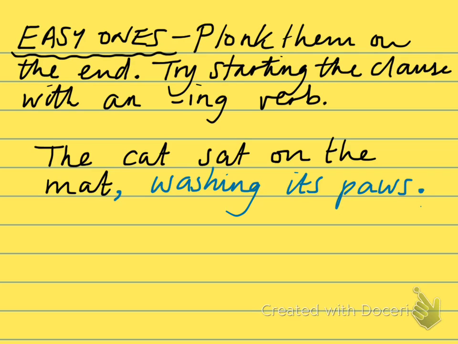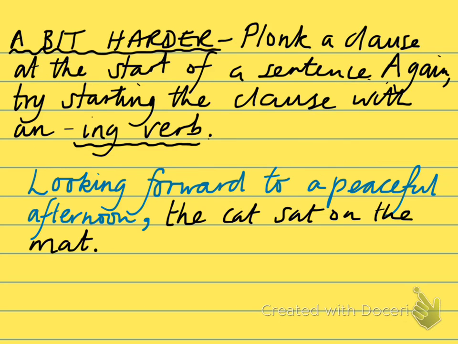The cat sat on the mat, washing its paws. Notice the ing verb and also notice the comma, which indicates that you need to take a breath. The cat sat on the mat, washing its paws. A slightly harder one is when you plonk a clause at the beginning of a sentence or at the start. Again, try starting the clause with an ing verb. Looking forward to a peaceful afternoon, the cat sat on the mat. So here's our ing opener, and there's our comma to say we need to take a breath.